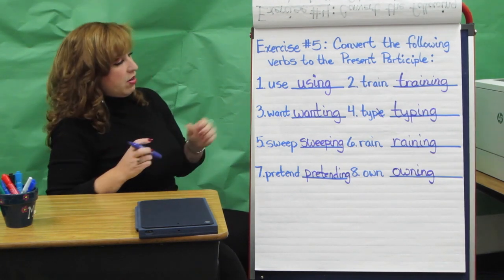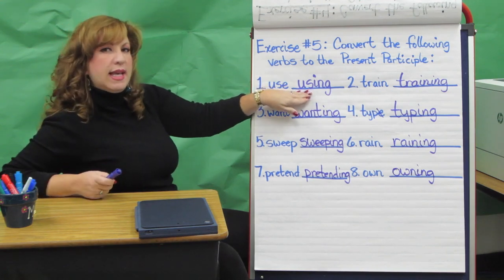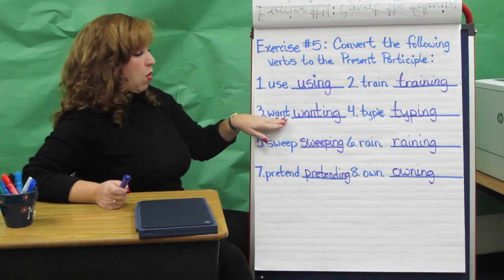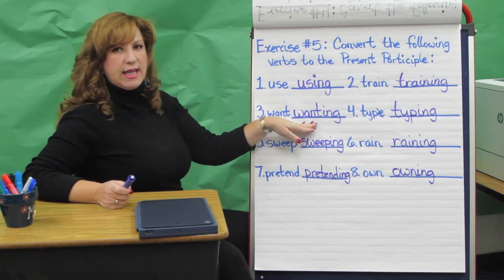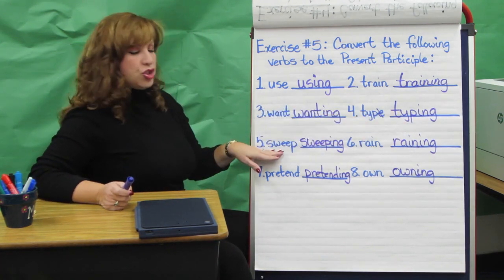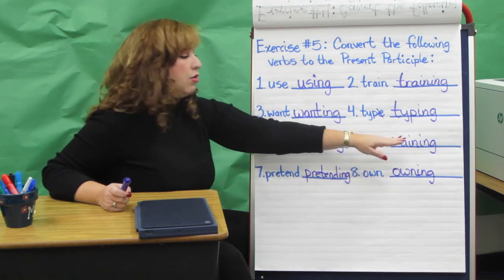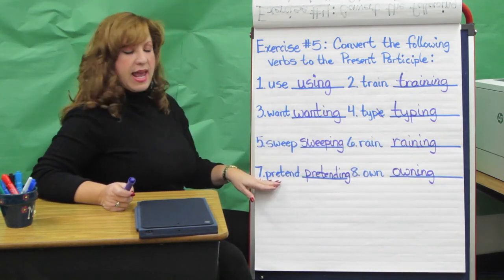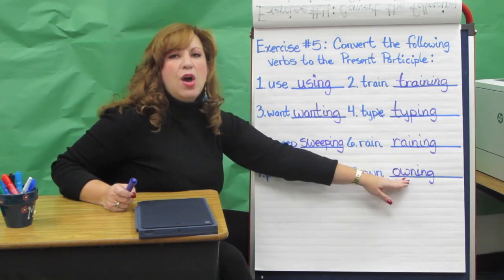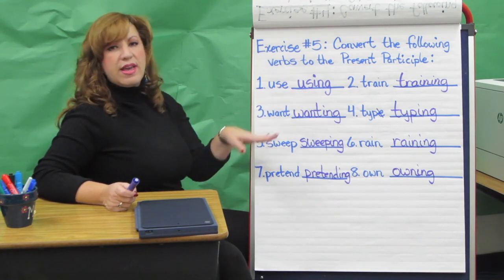So let's revisit our examples. Use became using. Train, training. Want, wanting. Type, typing. Sweep, sweeping. Rain, raining. Pretend, pretending. Own, owning. So you could see the pattern is to add the ing.